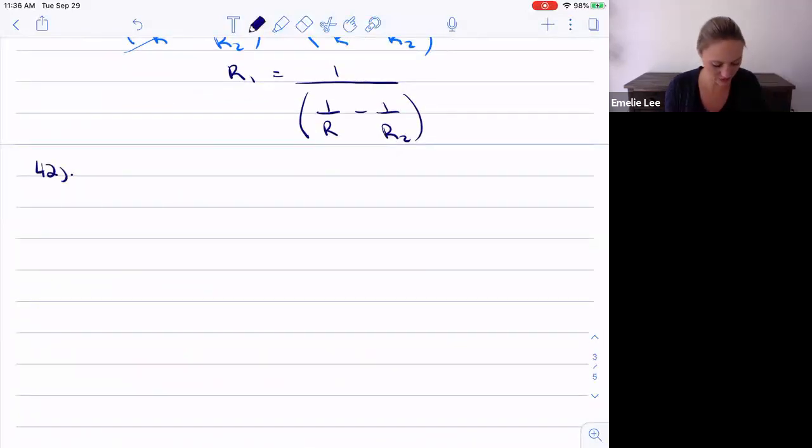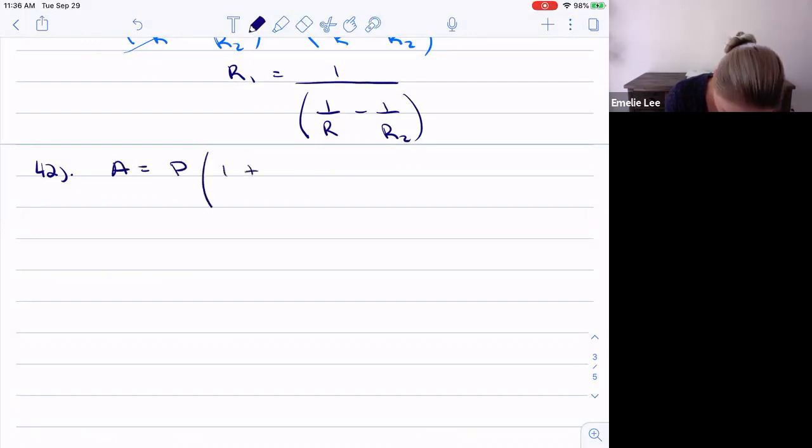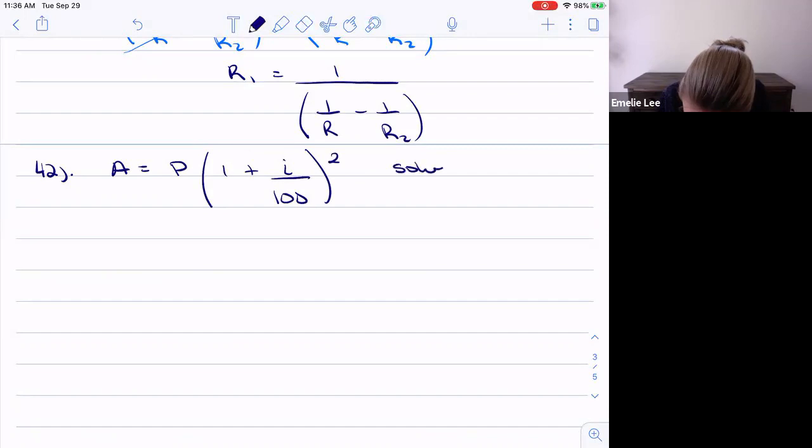And then the rest of them you can use as practice, and I'll post the solutions. If A equals capital P times (1 plus I over 100) squared, solve for I.